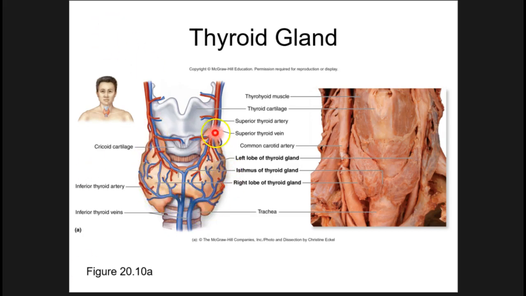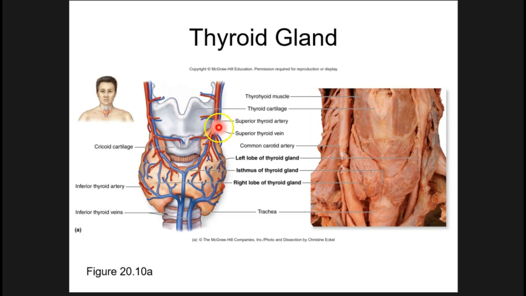Alright, so you have this butterfly shape right here. We're going to call it a right and left lobe, and this middle part is going to be the isthmus, I-S-T-H-M-U-S. This is the isthmus of the thyroid gland right in the middle, connecting the right and left lobe. It does wrap around to the posterior surface of the trachea.